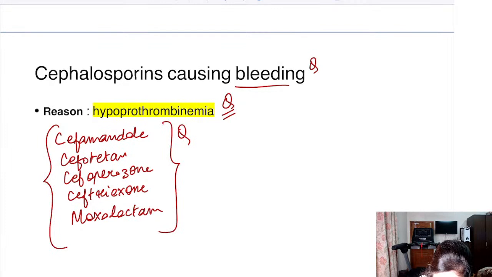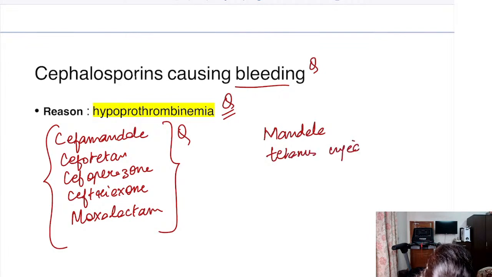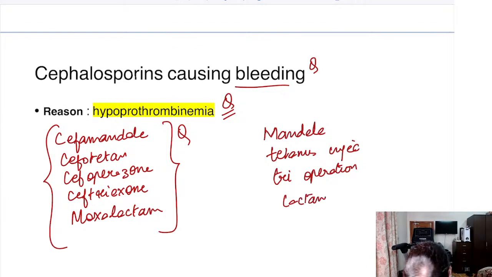So if you remember this: Nelson Mandela, when he gets hurt, he gets bleeding, so we give him a tetanus injection, and then we try to take him to the operation theater to operate, followed by giving lactam antibiotics. If you remember this story, you remember the drugs causing bleeding.